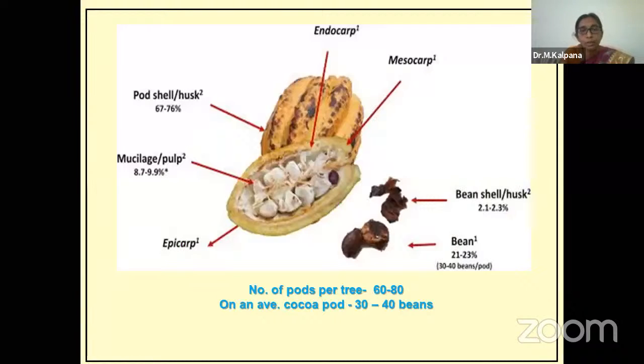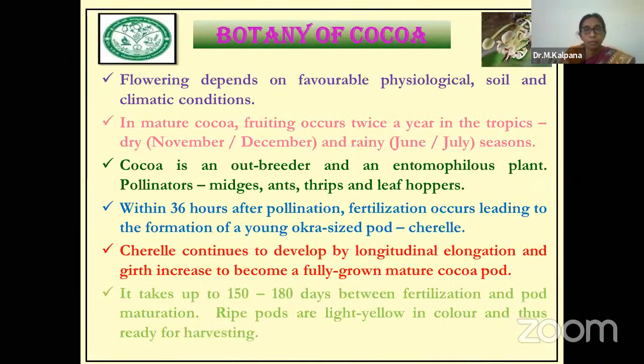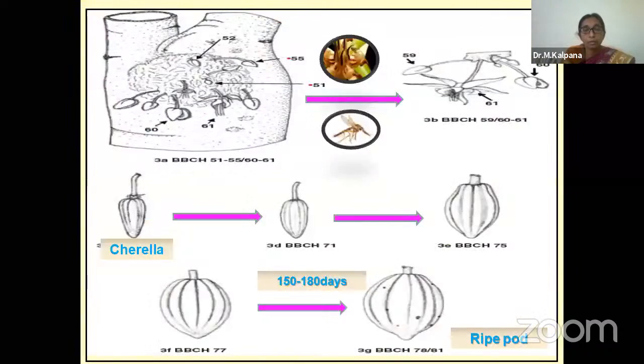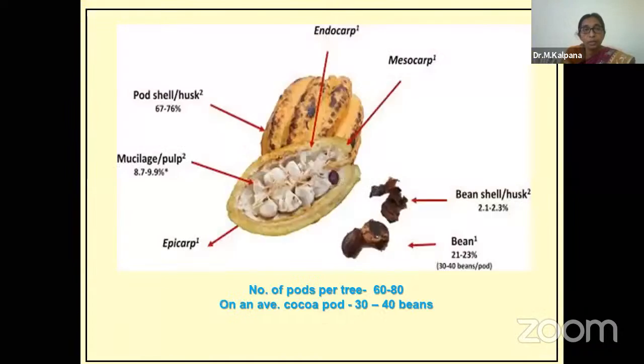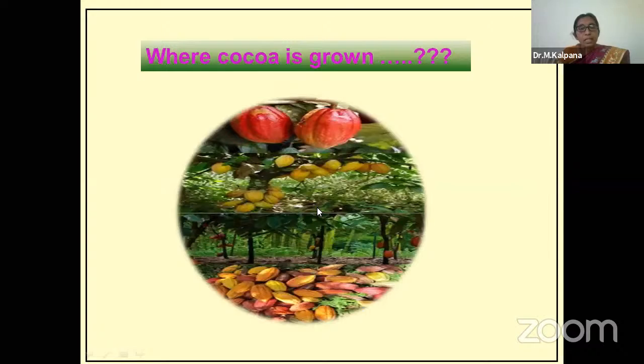Then coming to its pod, just a minute. So this is the pod. Here the number of pods will range around 60 to 80. On an average, you will get 30 to 40 beans in a pod. You might be well aware that it has epicarp, mesocarp, and endocarp. And in the endocarp, the beans are embedded in mucilaginous material. Then this is all about the botany of the cocoa.